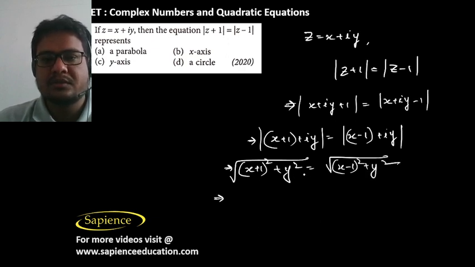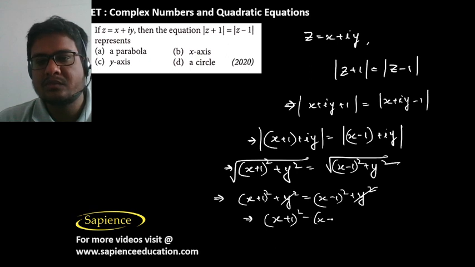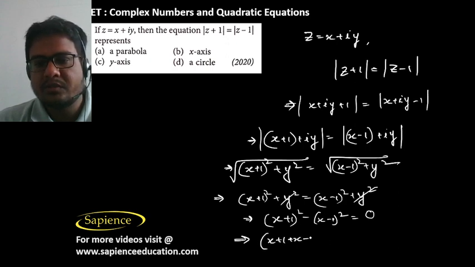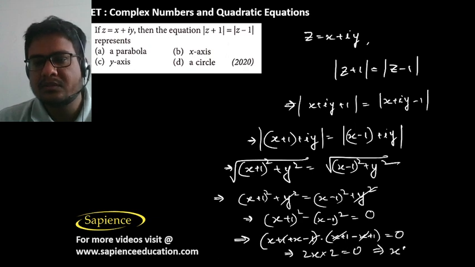Now if we square on both sides, then we will get (x + 1)^2 + y^2 equal to (x - 1)^2 + y^2. So y square and y square will cancel out. Then we will have (x + 1)^2 - (x - 1)^2 equal to 0. Then if we factorize this using a^2 - b^2 = (a + b)(a - b), we get (x + 1 + x - 1)(x + 1 - x + 1) equal to 0. So x and x will cancel here, 1 and 1 will cancel here. So this is 2x into 2, that is equal to 0. So it means x is equal to 0.